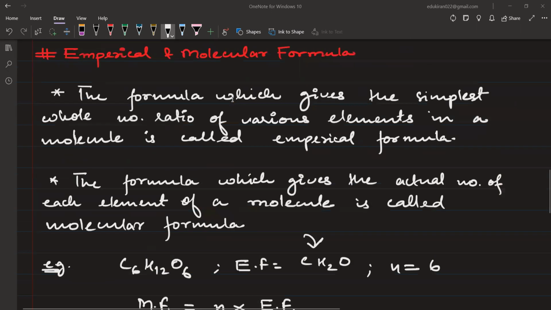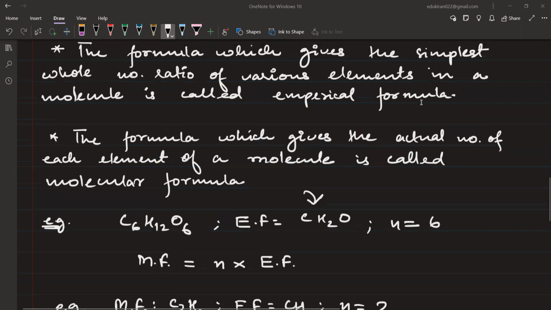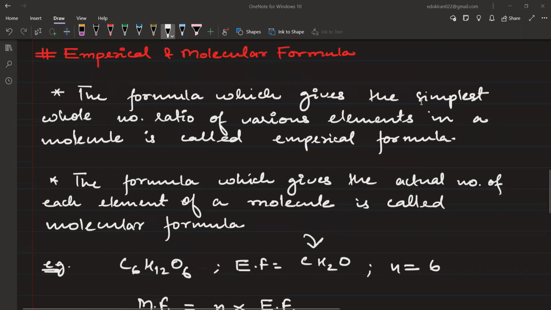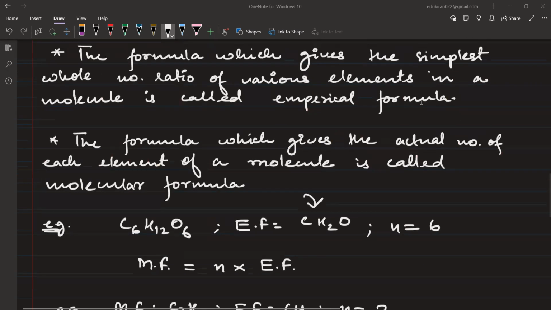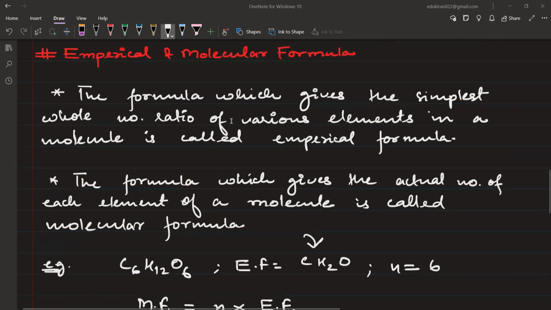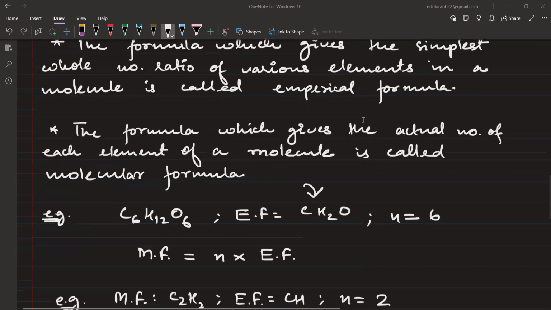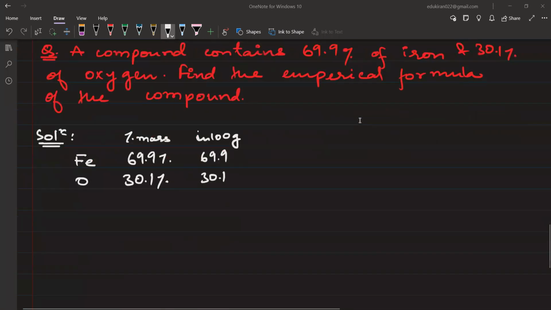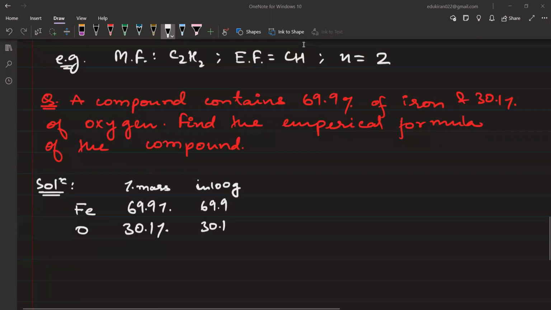Empirical formula. Where is the mass in the empirical formula? Formula which gives the simplest whole number ratio of various elements in a molecule. Where is the mass? Simplest whole number ratio of various elements, right? There is no mass, right, Fatima? No. Why did you say mass then?